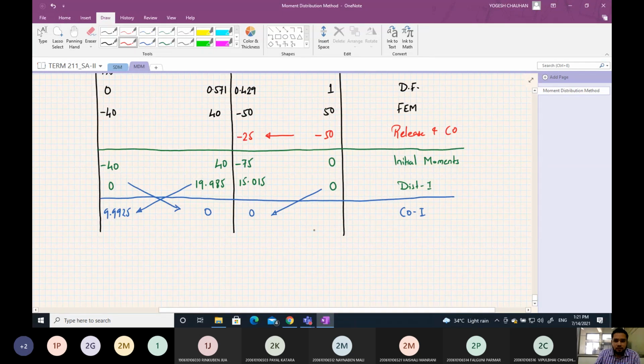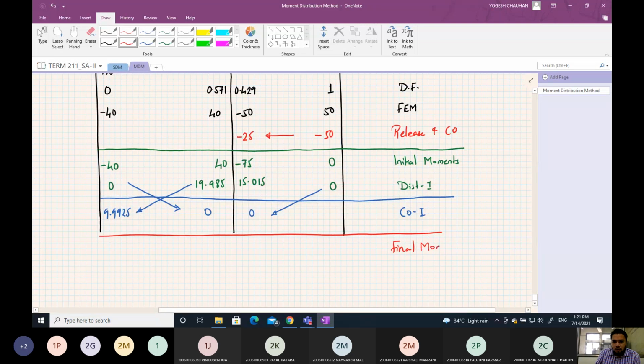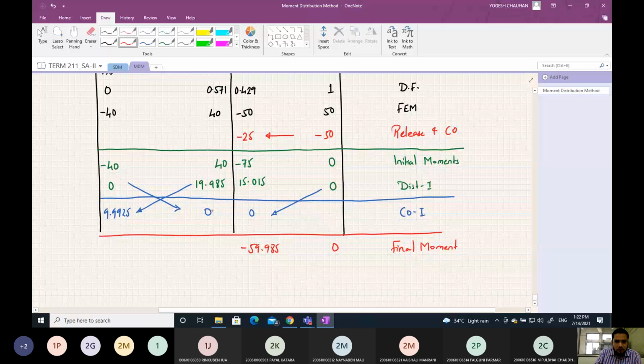So your final moments will be 0 here, here it will be minus 75 plus 15.015, that is minus 59.985. On this side it will be 40 plus 19.985, that means 59.985. On this side it will be minus 40 plus 9.9925, that will be minus 30.0075. So these are the final moments.